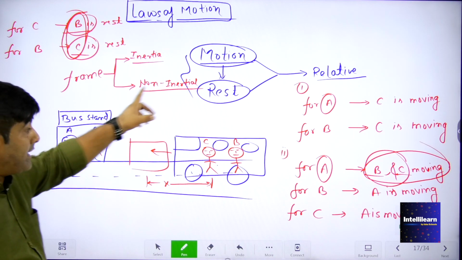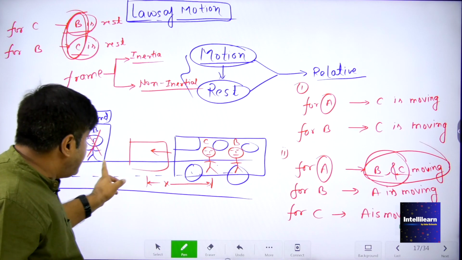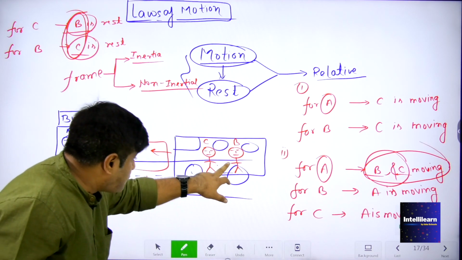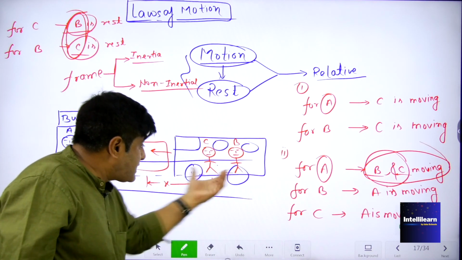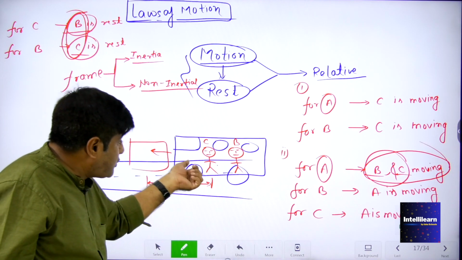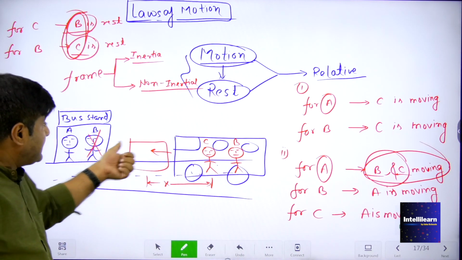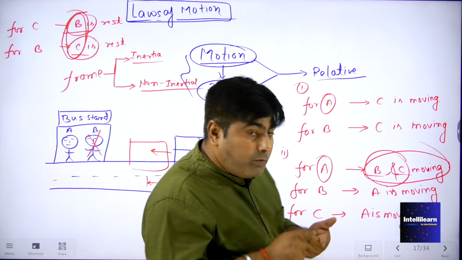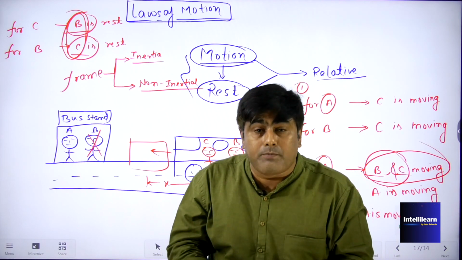So A is saying that C is in motion. Similarly, if B is also inside the bus, for A, the position of B and C both are changing. Why? Because they are inside the bus and the bus is moving. So for A, the position of B as well as the position of C is changing. So A is saying that B and C are in motion. So one thing is for sure, for a body to be in motion, its position must change.